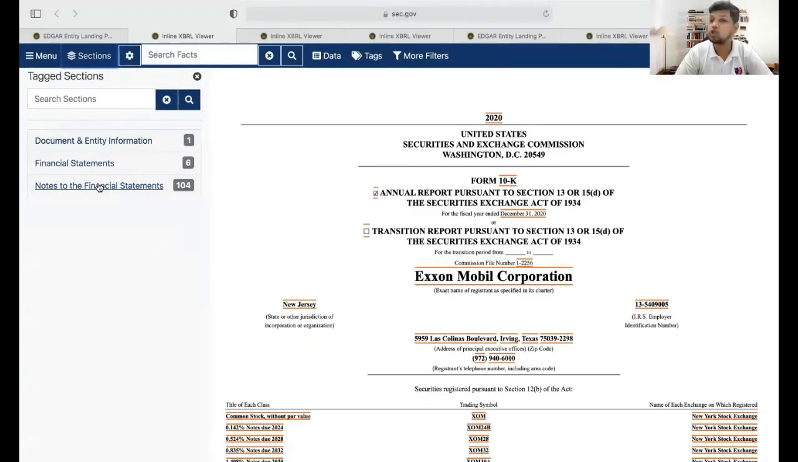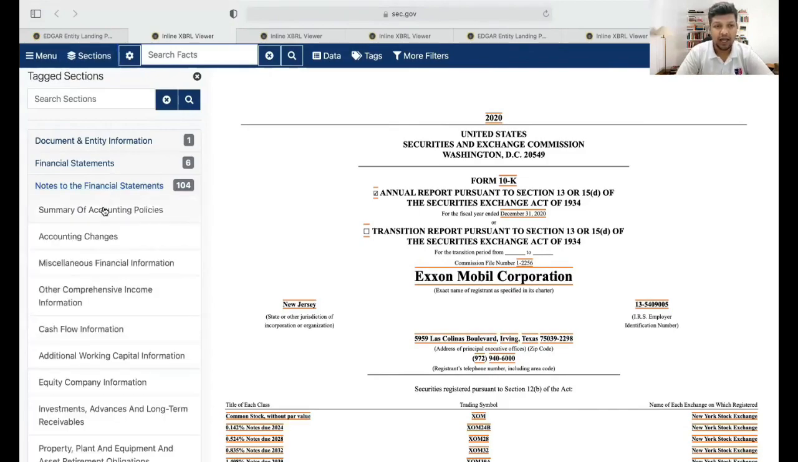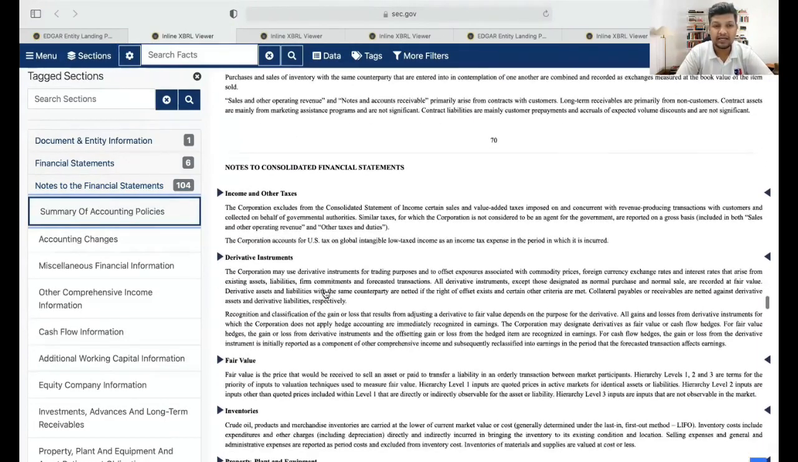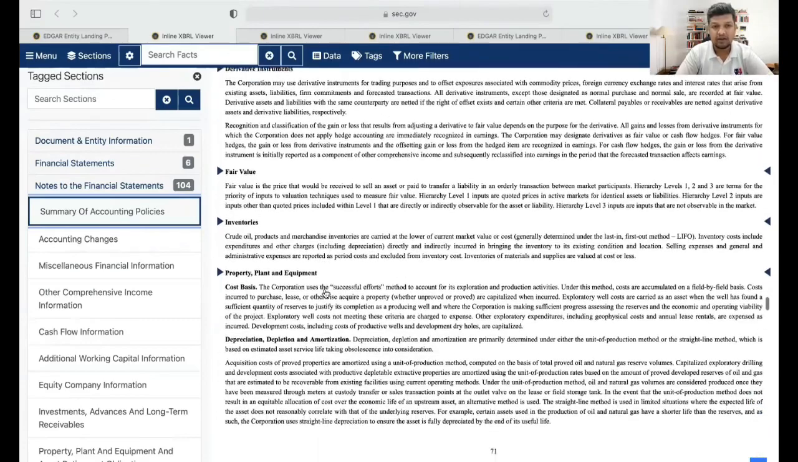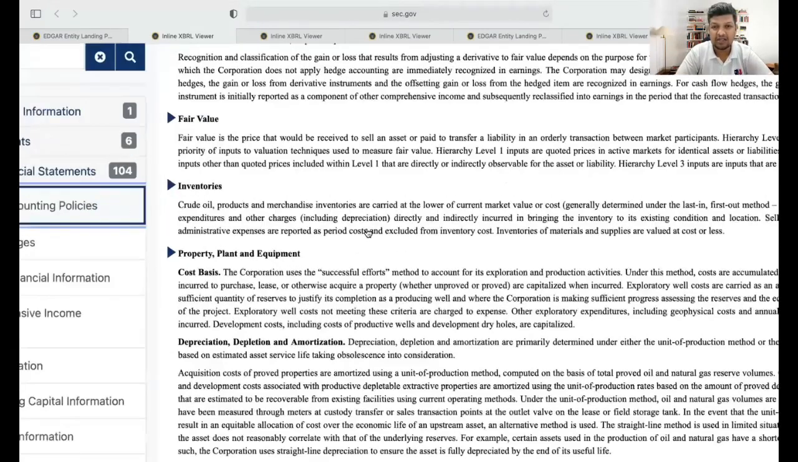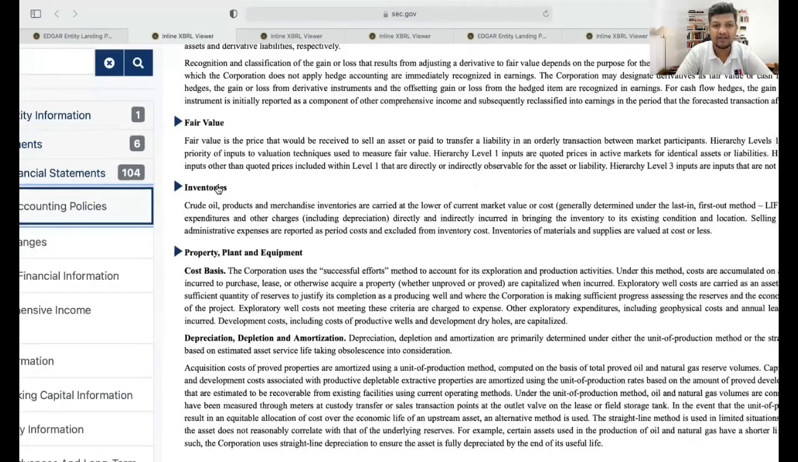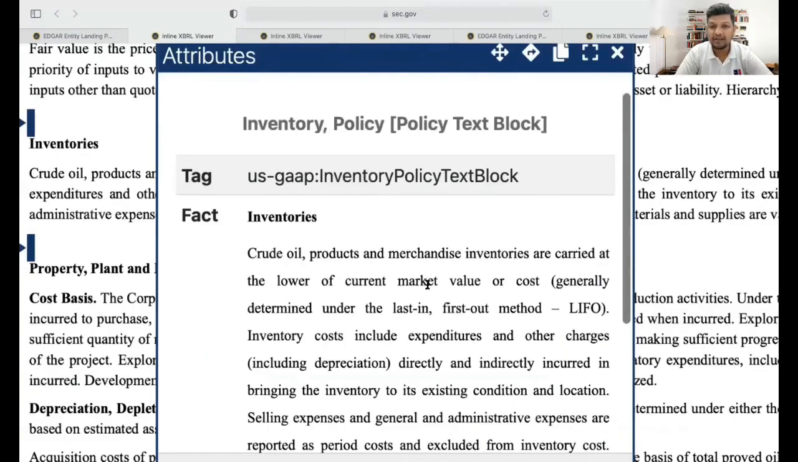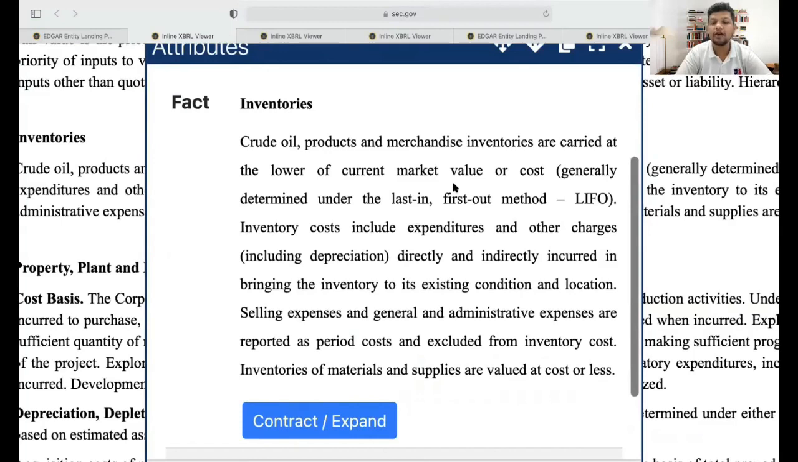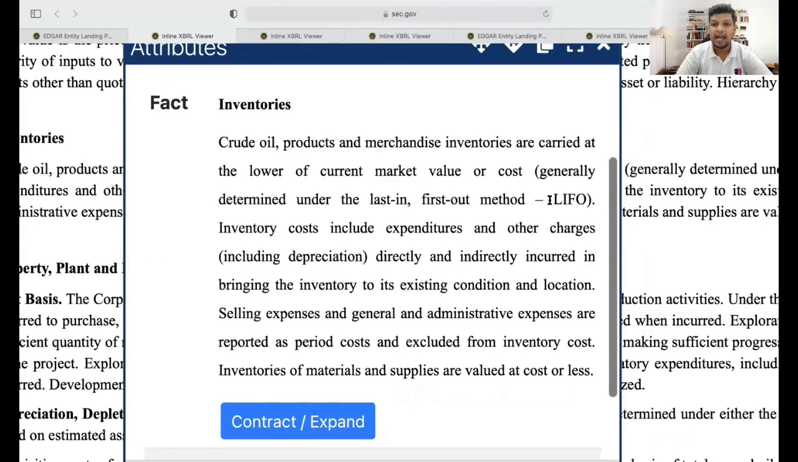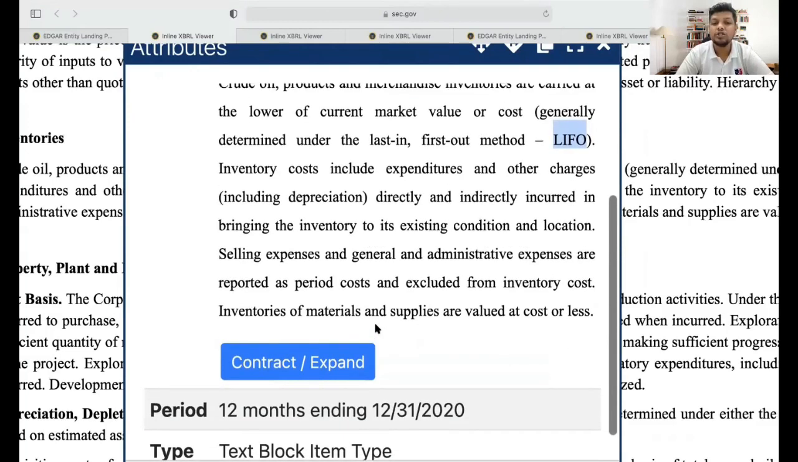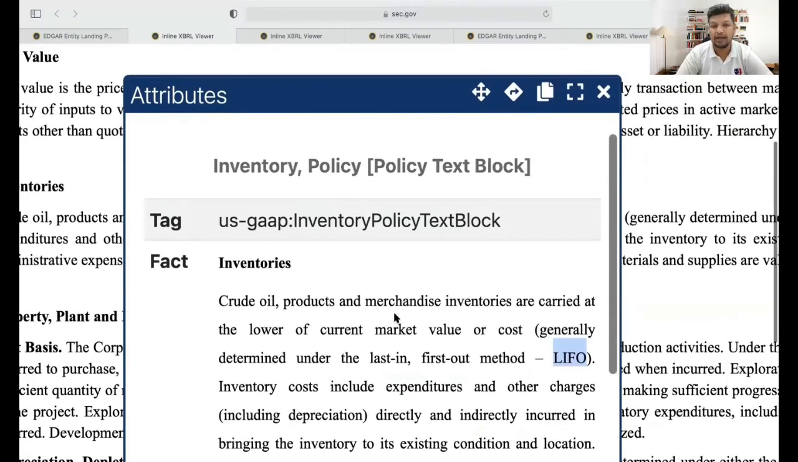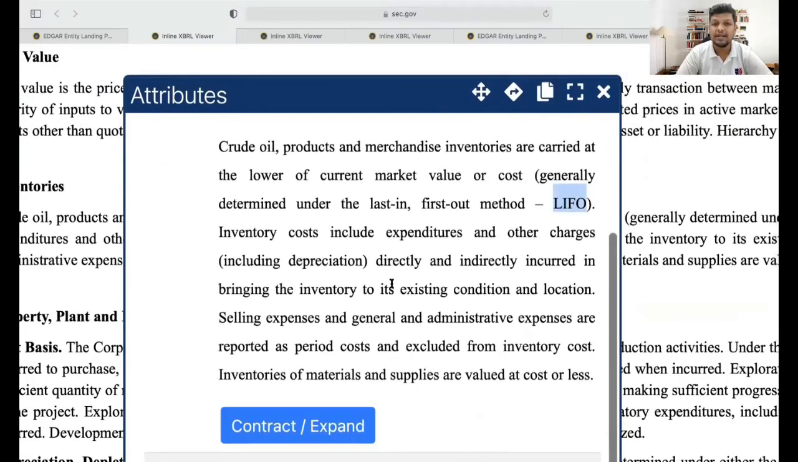I see the notes to the financial statement, which is footnotes. In the footnotes, I go to the summary of accounting policies, revenue, derivatives, inventory. Yeah, here it is. So in the inventory, I click the inventory and expand it. Crude oil and merchandise inventories are carried at lower of current market price. Okay, we'll see that. And they have used the LIFO method. So the LIFO method is used by Exxon Mobil. Clear, everyone? We'll discuss more about this.